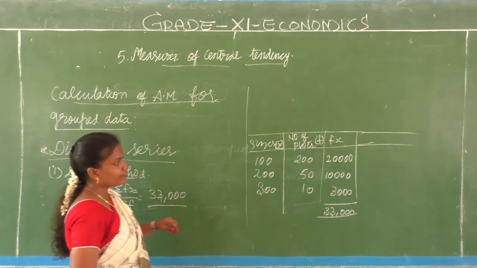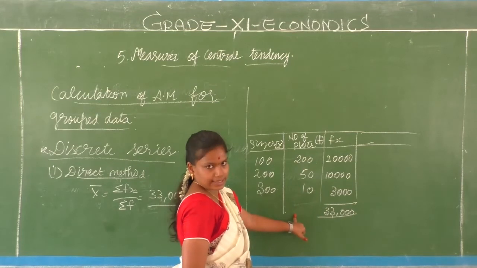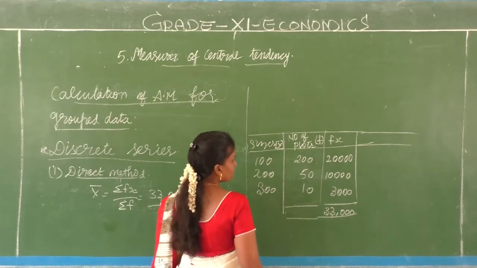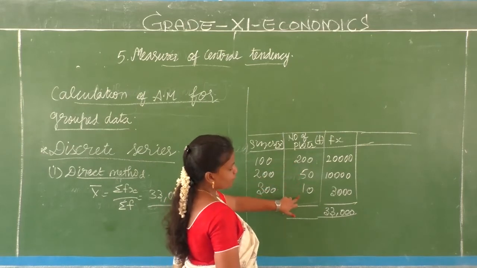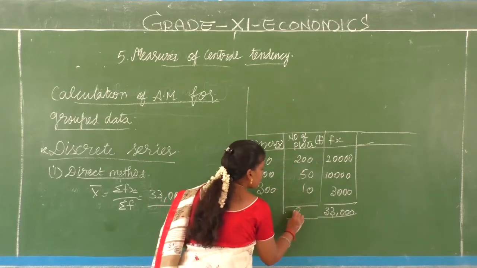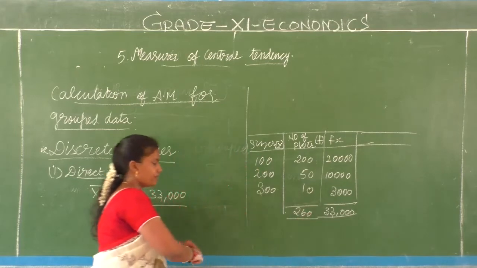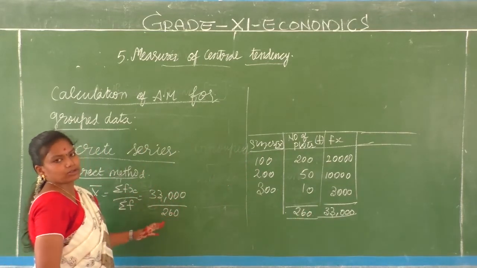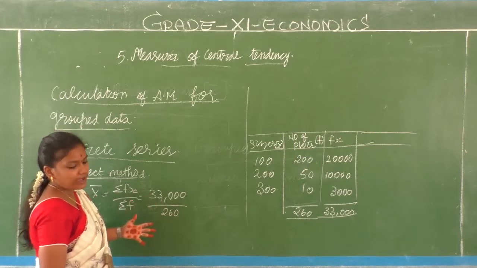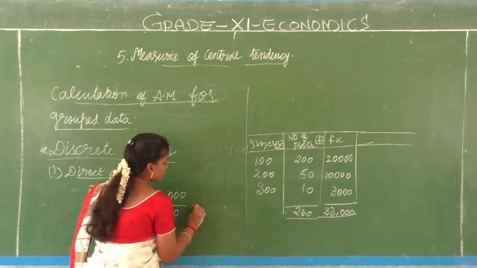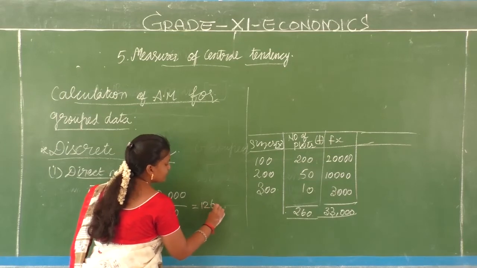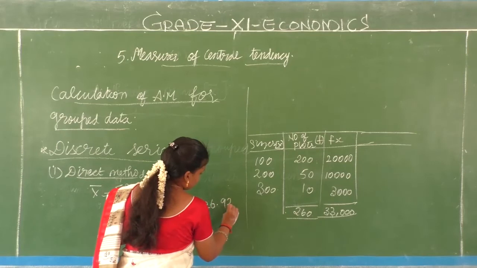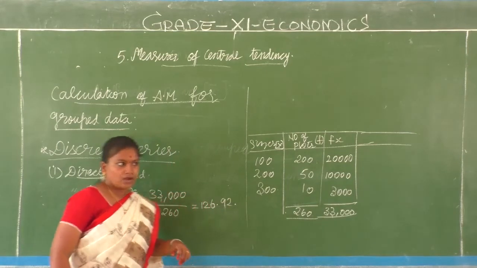33,000 divided by, what do you need next? We need the sigma f. So what is the total? 200 plus 50 plus 10, you are going to get 260. When we use a calculator and divide this value, you are going to get the answer 126.92 square meter. What is the answer, children?